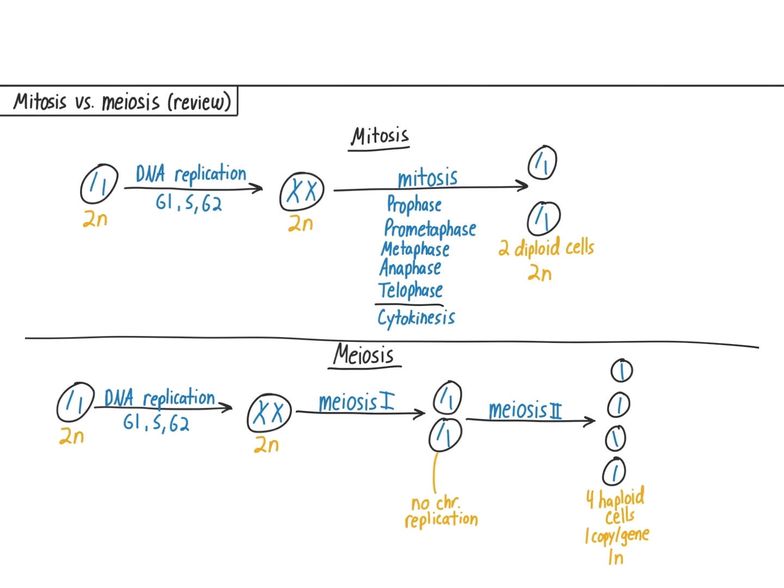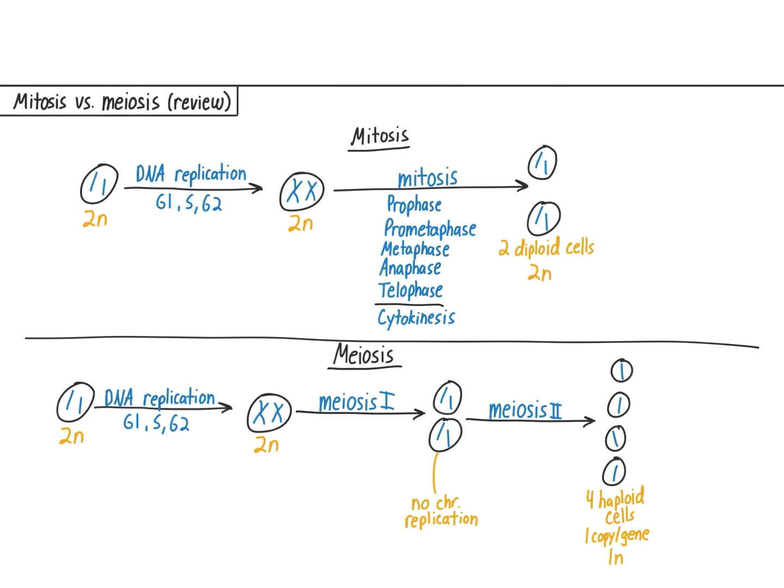But before we get to spermatogenesis, let's quickly review meiosis and mitosis. Recall that if we have a diploid cell, as it goes through G1, S, and G2, the chromosomes are replicated. When mitosis occurs, two diploid cells are produced, both with the same number of chromosomes as the parent cell.